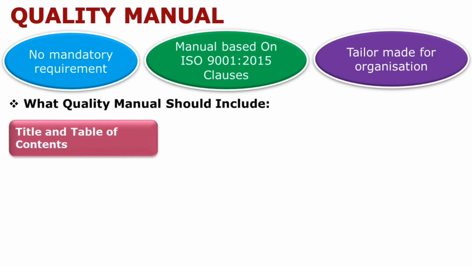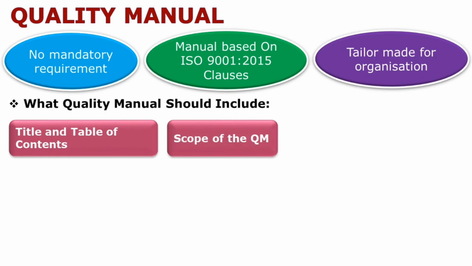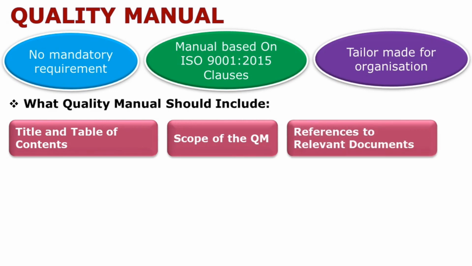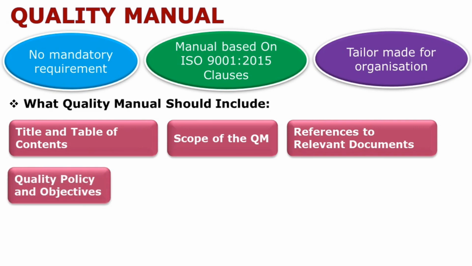A title and table of contents for an overview. A clear definition of the scope of the manual, which specifies what it covers. References to relevant documents to ensure alignment with other parts of the QMS. It includes the organization's quality policy and objectives, which emphasize their dedication to quality.